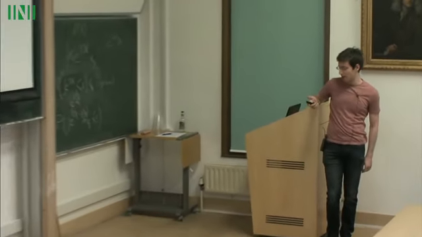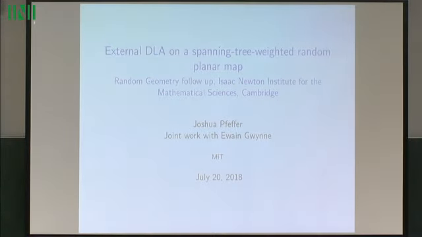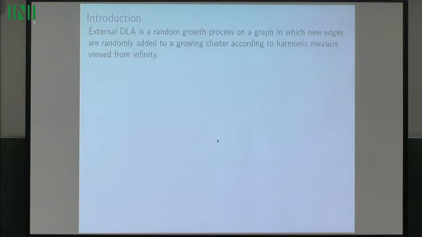So today I'm going to talk about some joint work with Ewain and Gwynne about a particular random growth process on a graph called diffusion limited aggregation, or DLA. And for those who know the difference, let me just say now, throughout the talk I'll be talking about external DLA. So how do we define this random growth process?